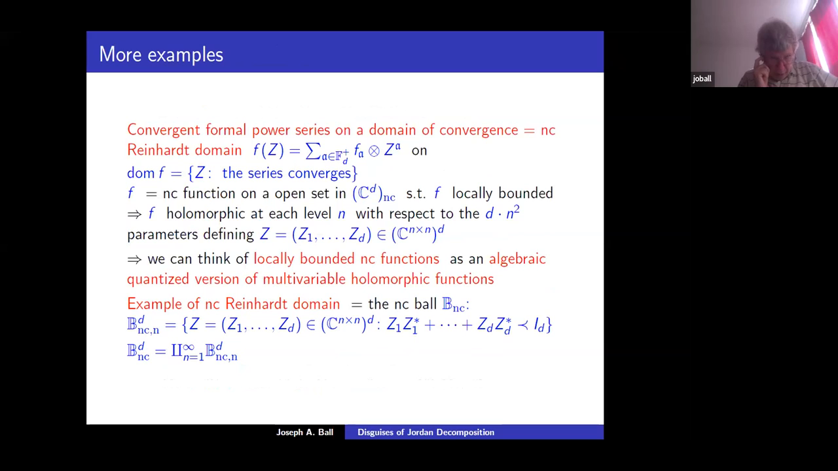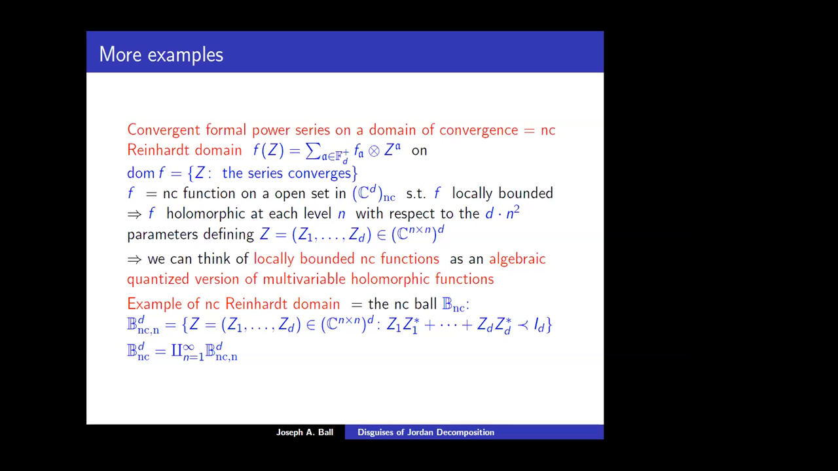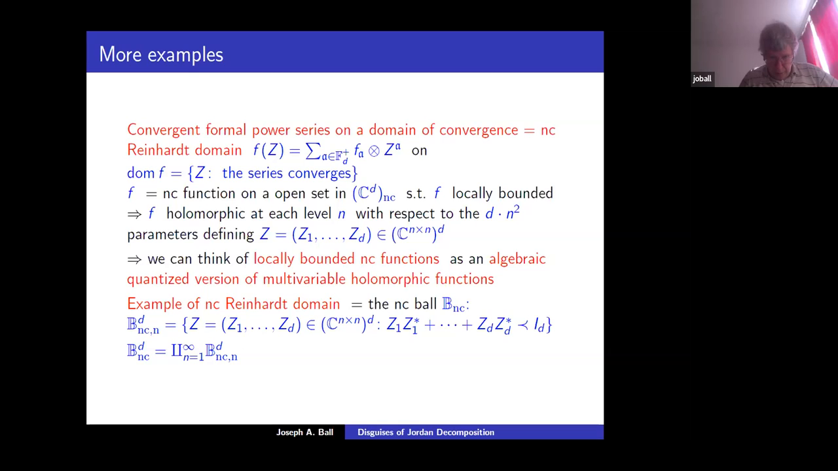Next slide, more examples. That example suggests you can be brave and go for coefficients not having finite support and hope that the series converges. So you take a formal power series, plug in your Z, hope that it converges, and where it does converge, take that to be the domain of F. Then this will define a non-commutative function on some set of D-tuples of square matrices.